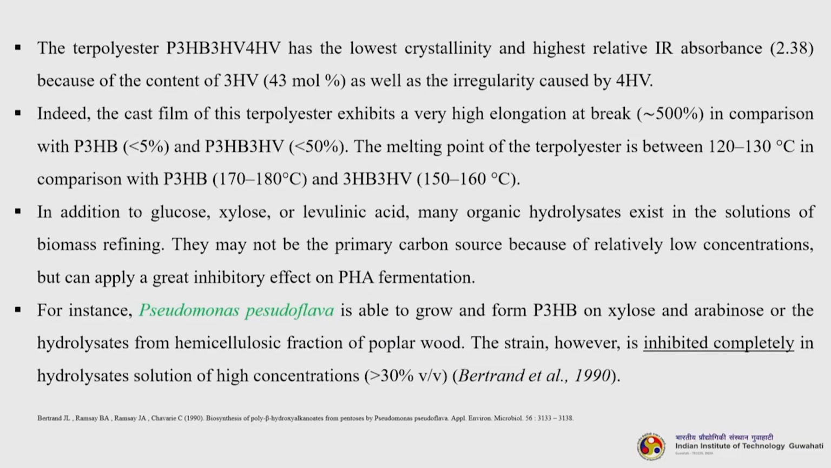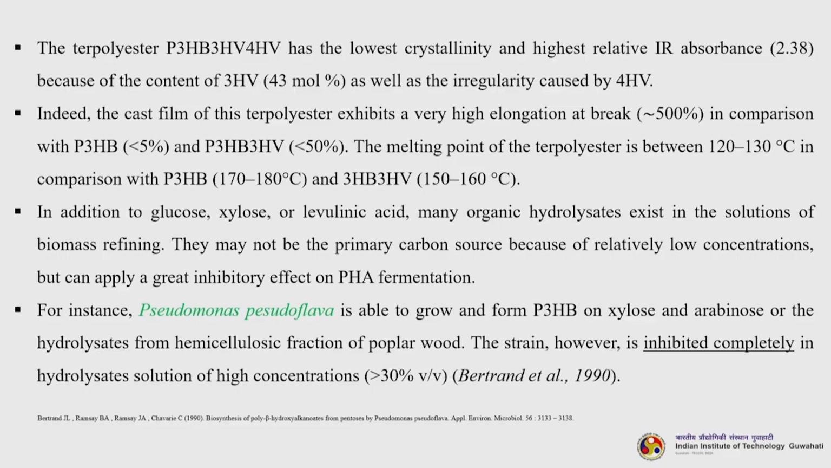The terpolyester P3HB3HV4HB has the lowest crystallinity and highest relative IR absorbance because of the content of 3HV as well as the irregularity caused by the 4HB. Indeed, the cast film of this terpolyester exhibits a very high elongation at break, close to 500%, in comparison with P3HB, which is less than 5%, and P3HB3HV, which is less than 50%. The melting point of the terpolyester is between 120 to 130 degree centigrade, in comparison with the two other polymers: P3HB is 170 to 180, and P3HB3HV is 150 to 160 degree centigrade.